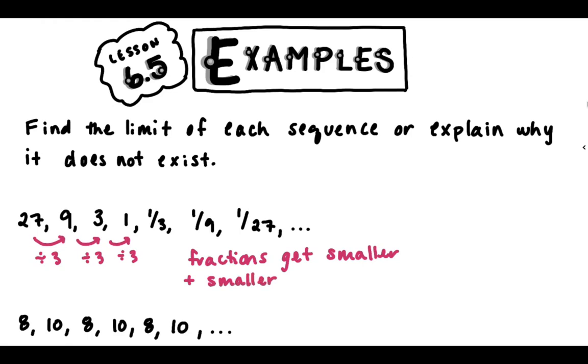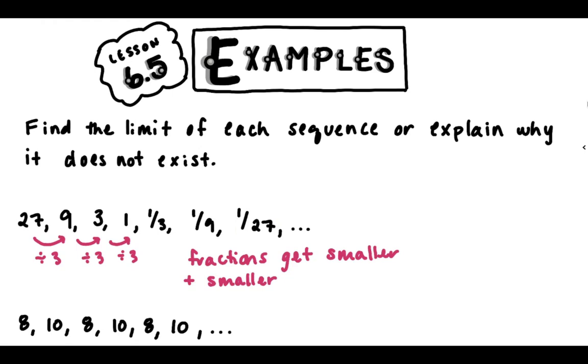The question is, are we approaching a single number? To see that for this sequence, I'm going to use an analogy. Say you start off with 27 pieces of pizza, and then I say you can only keep 1/3 of that. So now you have 9, and you can only keep 1/3 of that, so now you're down to 3. You can only keep 1/3 of that, so now you're down to 1 piece of pizza. You can only keep 1/3 of that, so now you're at 1/3 of a slice, 1/9 of a slice, 1/27 of a slice.